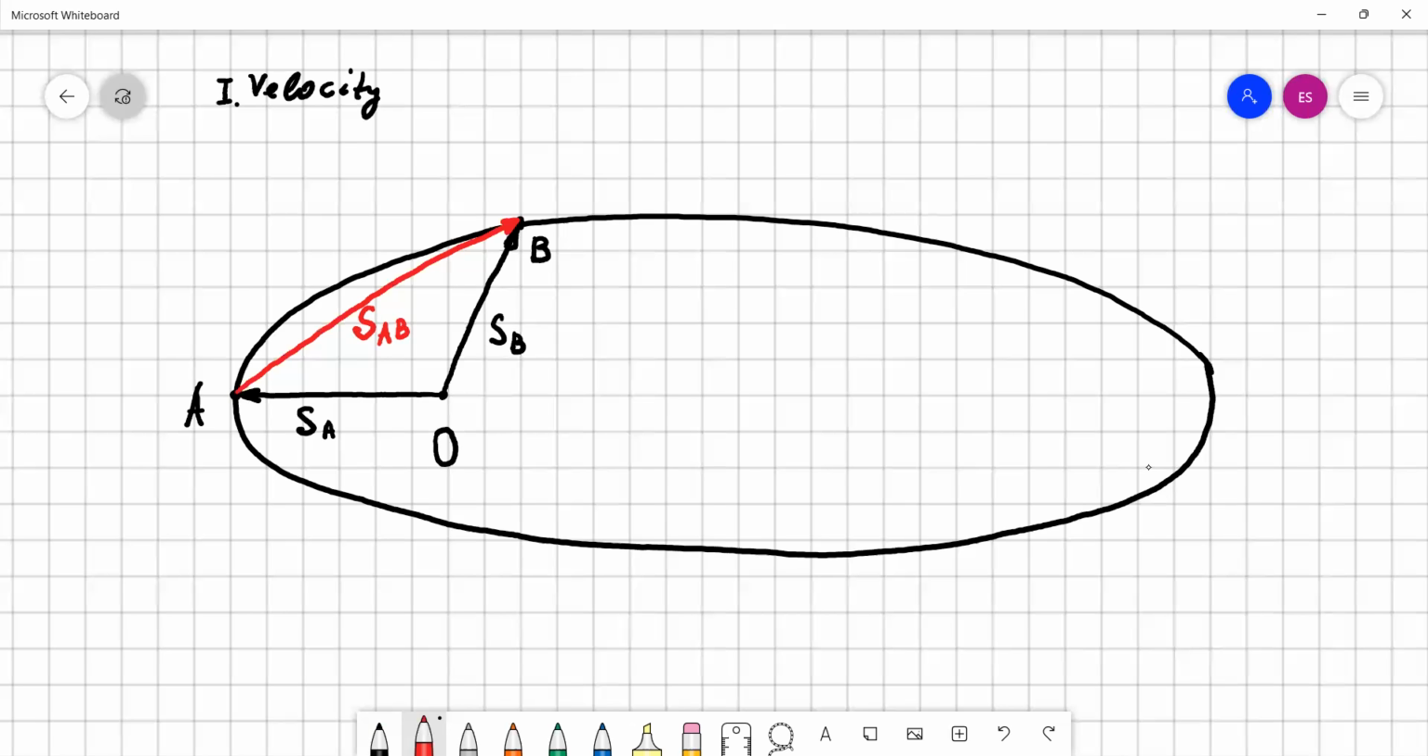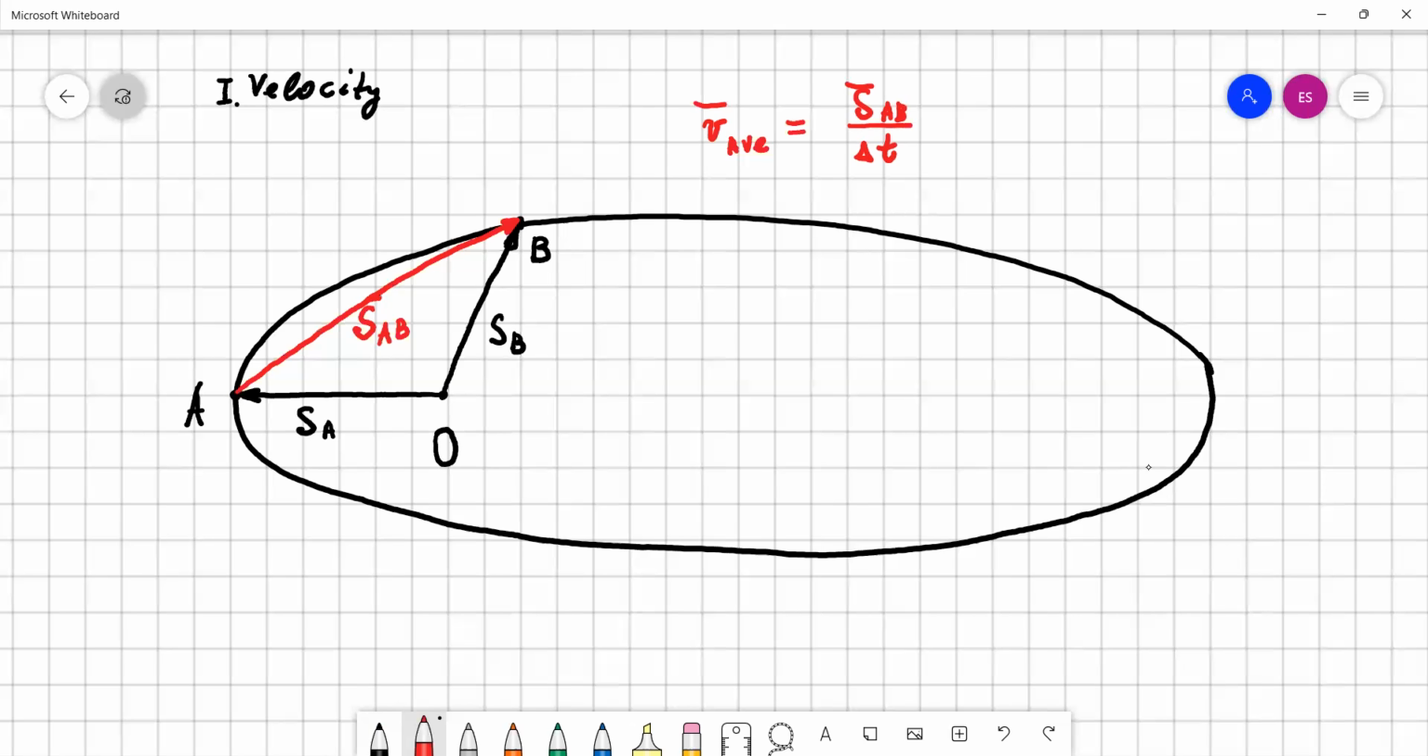Now, what kind of questions are they asking us? For example, if you want to find the average velocity between points A and B, how are we going to do it? Generally speaking, we remember that average velocity is the displacement divided over the interval of time in which this displacement was happening. Here, we are going to divide the vector S_AB over the amount of time.